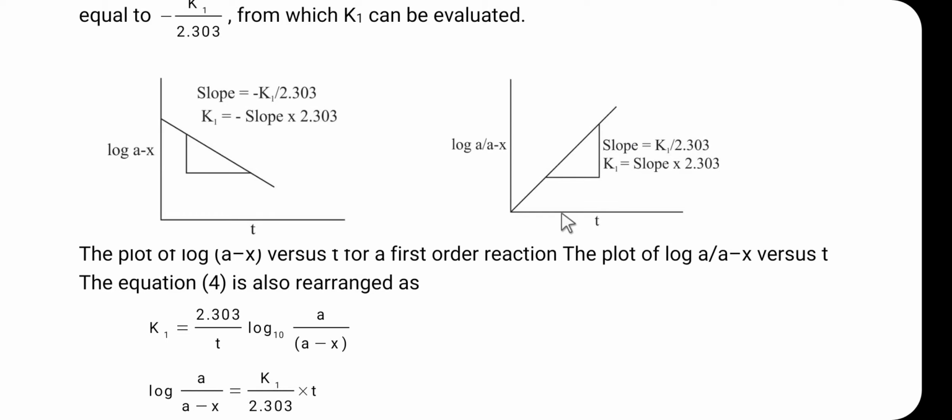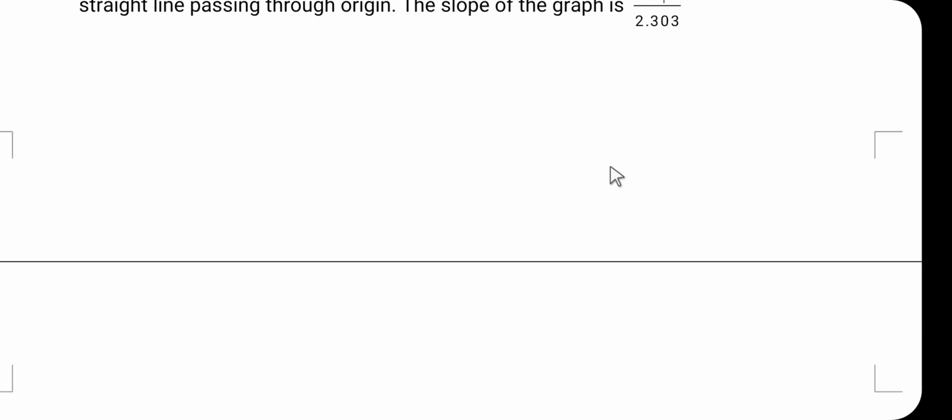There is no intercept, that is why the graph is a straight line passing through the origin. Determine the slope of the line, and the slope is equal to k1 divided by 2.303. From this slope we can find out k1: k1 is equal to slope into 2.303. If we determine the slope of this line, it is positive, and finally k1 is also positive. So this is the graphical representation for the first order reaction.